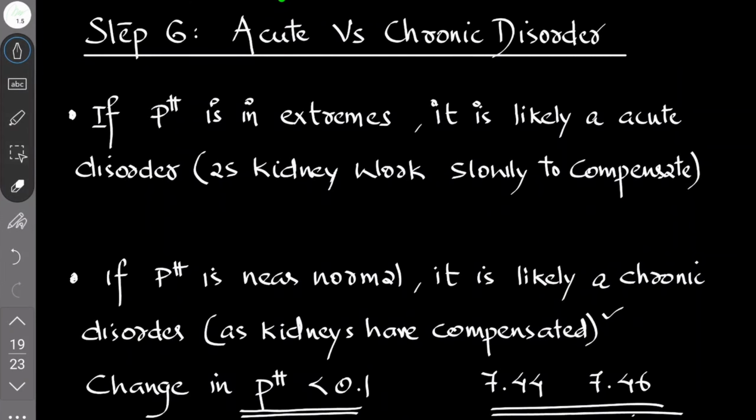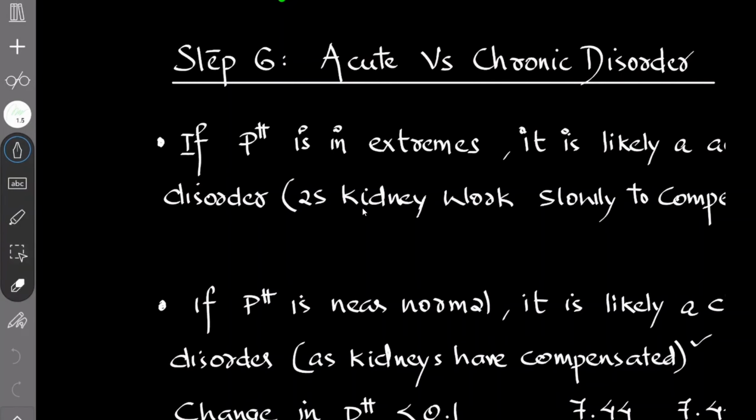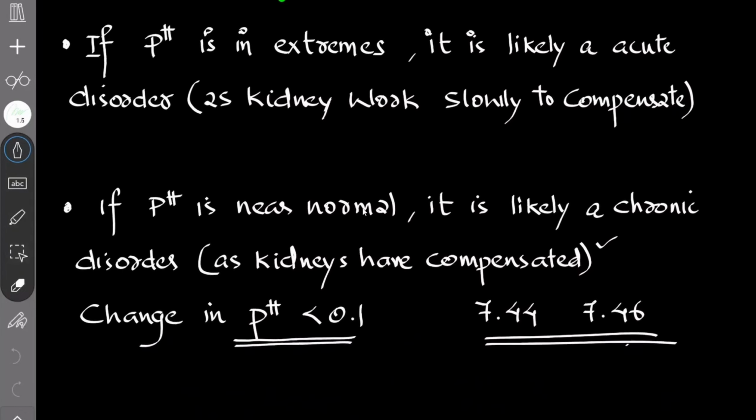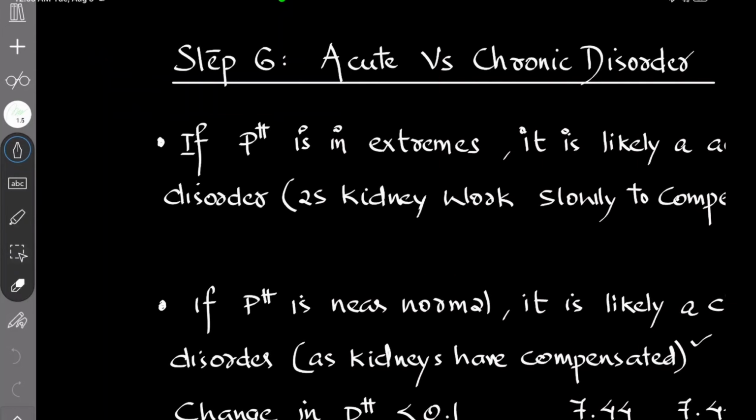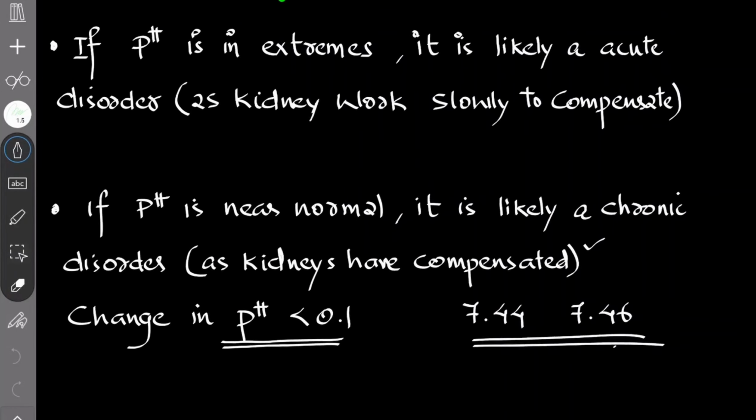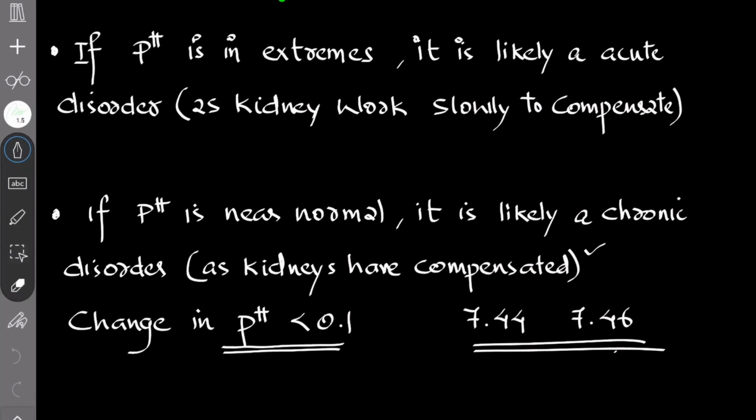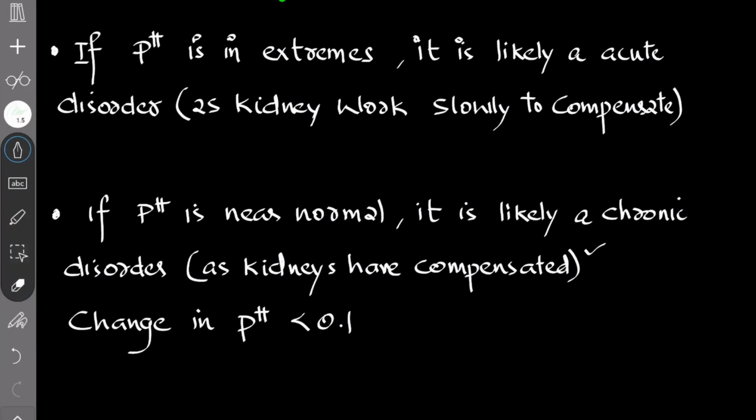If the pH is in extremes, it is likely an acute disorder, as the kidney works slowly to compensate, because we know first comes the respiratory buffer, then comes the kidney. So if the pH is near normal, which means compensation has occurred, it is likely a chronic disorder as the kidney has compensated. That is, the change in pH is near normal, like 7.44, 7.45, like that. So this is the chart.